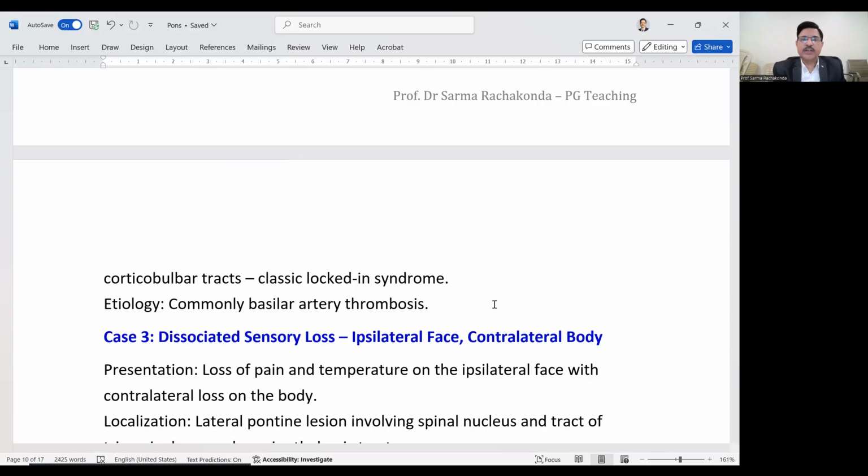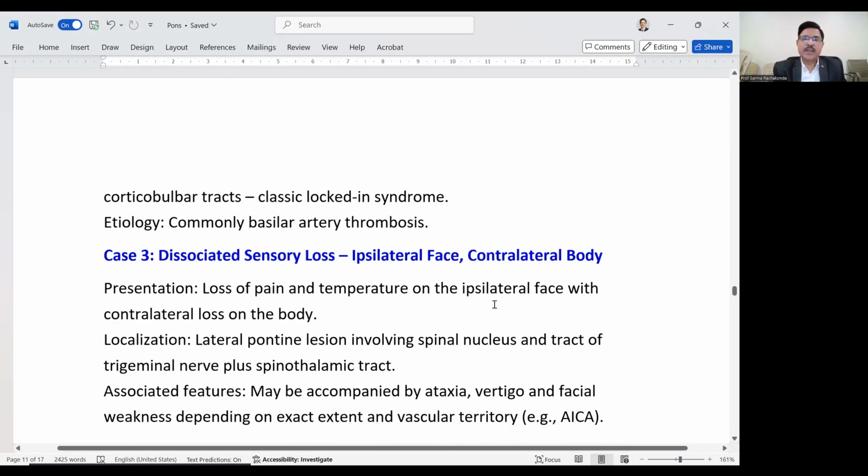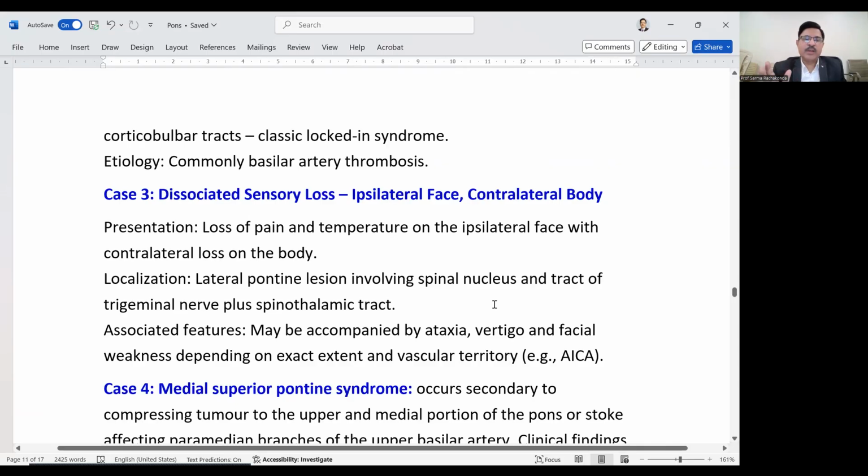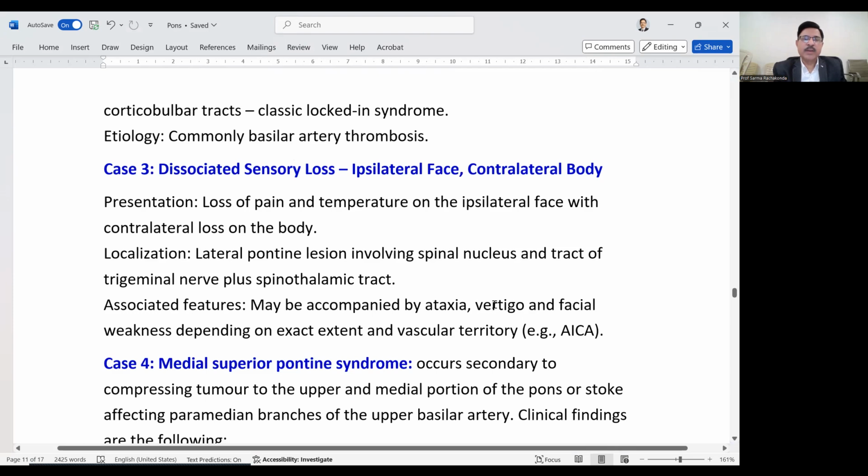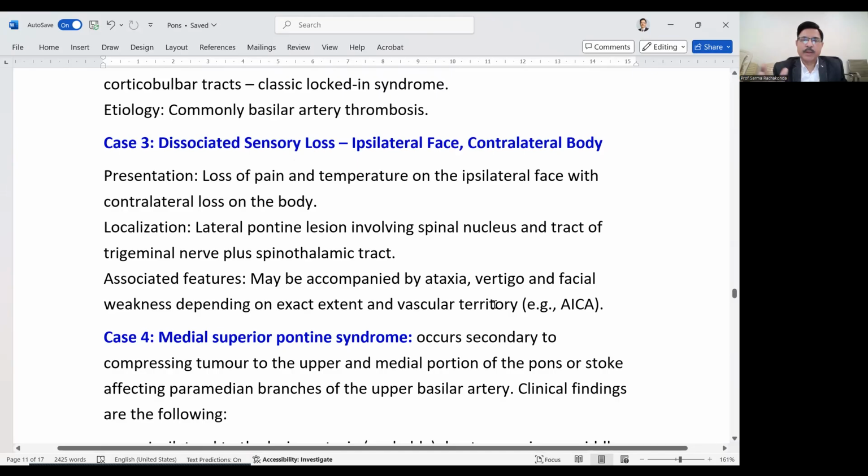Then you have dissociated sensory loss: ipsilateral face, contralateral body. Sensory is involved, so it must be dorsal, because ventral is the corticospinal tract. Loss of pain and temperature on the ipsilateral face with contralateral loss of the same sensations on the body. Location: lateral pontine lesion involving the spinal nucleus and tract of the trigeminal nerve plus the spinothalamic tract. The spinal lemniscus and then the medial lemniscus are affected. Associated features may include ataxia, vertigo, facial weakness, depending on the territory.